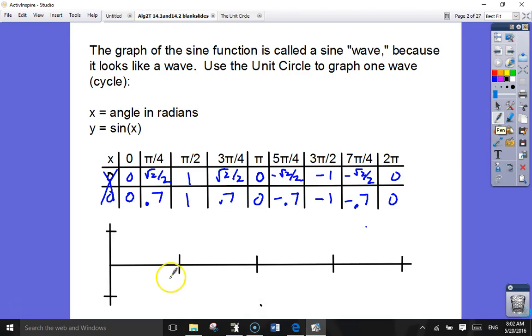Okay, so this can be pi over 2. Man, what happened there? Why did that change? Oh, that's fine. I'll just do it like that. Pi over 2. And this will be pi. And this will be 3 pi over 2. And this will be 2 pi. Okay, 2 pi.